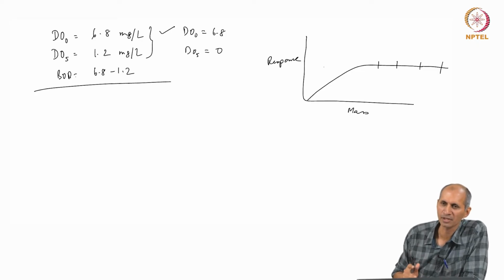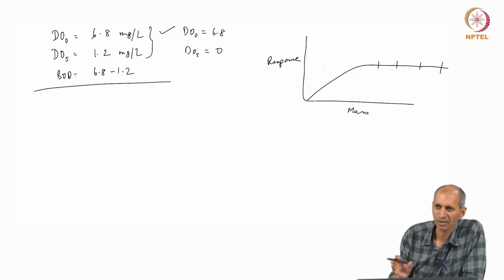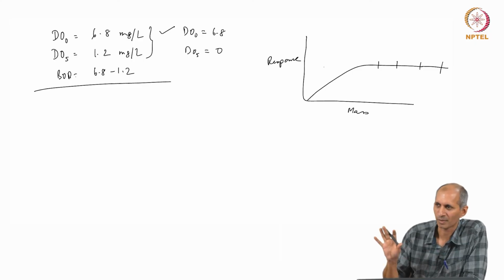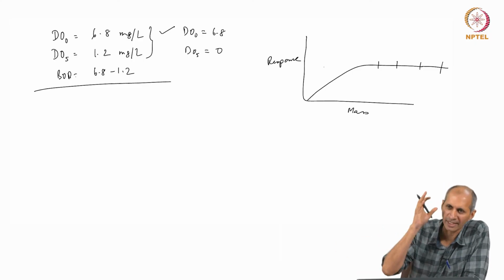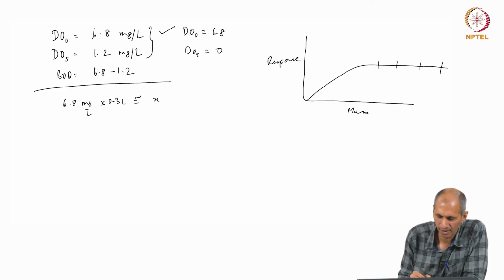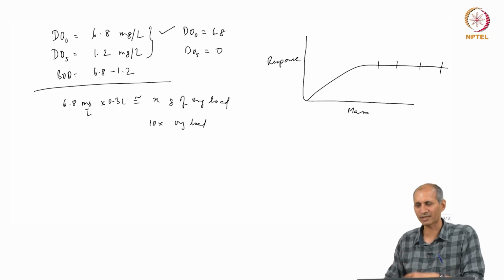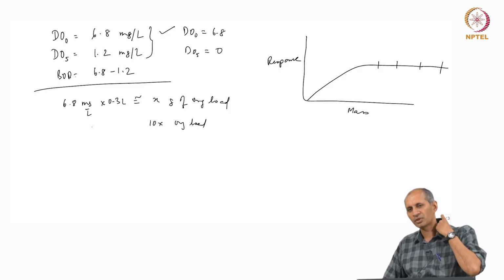What does 0 mean? 0 means all oxygen is consumed, which means 6.8 grams of oxygen can be consumed by some x grams of organic load. So, 6.8 milligrams per liter multiplied by 0.3 liters is the amount of oxygen you have in there. This corresponds to x grams of organic load. What if there are 10x organic load? You have no idea, it will still be 0. Once this x is gone, the remaining 9x is still sitting there, your analysis is incomplete.